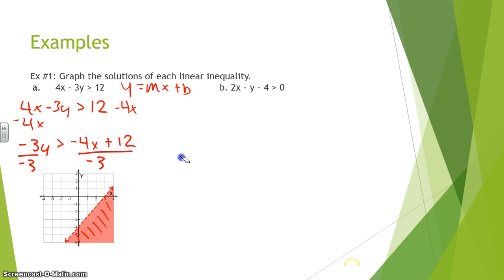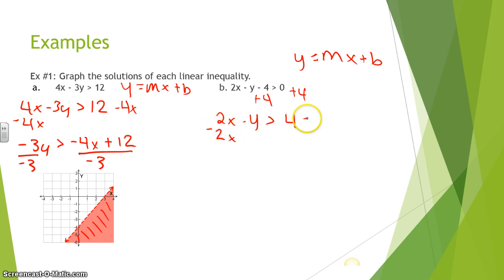Let me erase this so you have room to write. So I need to first put this in the form of y equals mx plus b, again using the inequality symbol instead of the equal sign. So I'm first going to add 4 to each side. So I have 2x minus y is greater than 4. And then I'm going to subtract 2x from each side. So what I have is negative y is greater than, in the form of mx plus b, negative 2x plus 4.